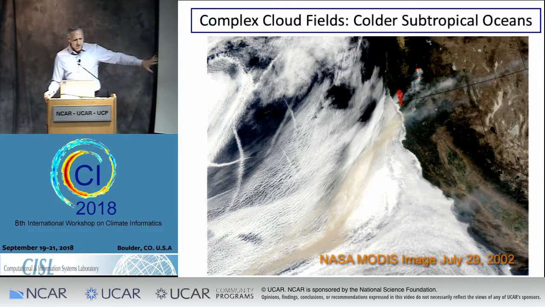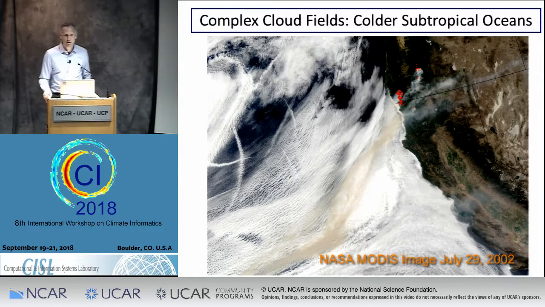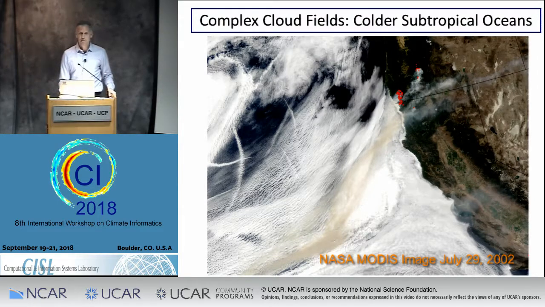So these low cloud fields, as I'll mention later, are also extremely important for climate because they're highly reflective. If you did not have these cloud fields off the coasts of continents, there would be much more sunlight penetrating to the ocean surface and being absorbed by the ocean. So these are very important for regulating the energy balance of the planet.